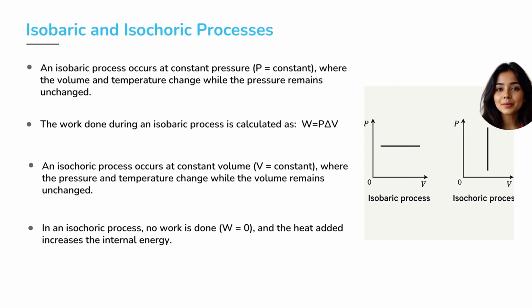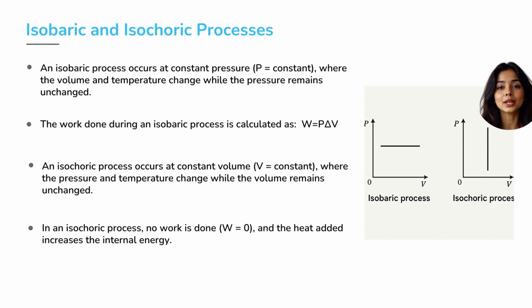In an isobaric process, the pressure stays constant. Think of a gas inside a cylinder with a movable piston. As the gas heats up, it expands, doing work against the piston, but the pressure remains the same because the container is able to adjust. The work done in this process is W equals P times delta V.